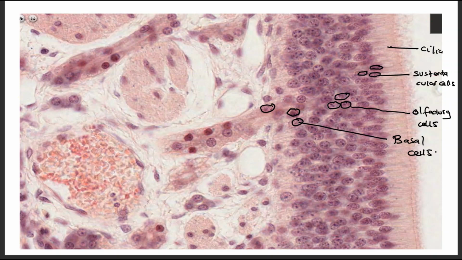So in olfactory epithelia, you've got three types of cells: sustentacular cells, which are just supporting cells, olfactory cells, and basal cells. All right, what you see here is a blood vessel.